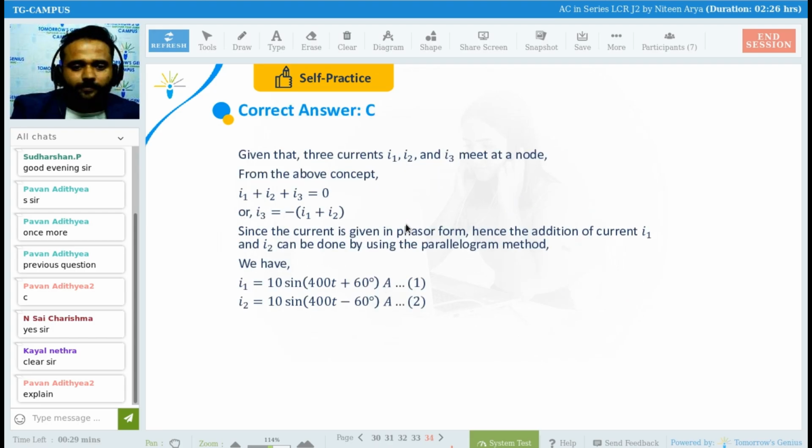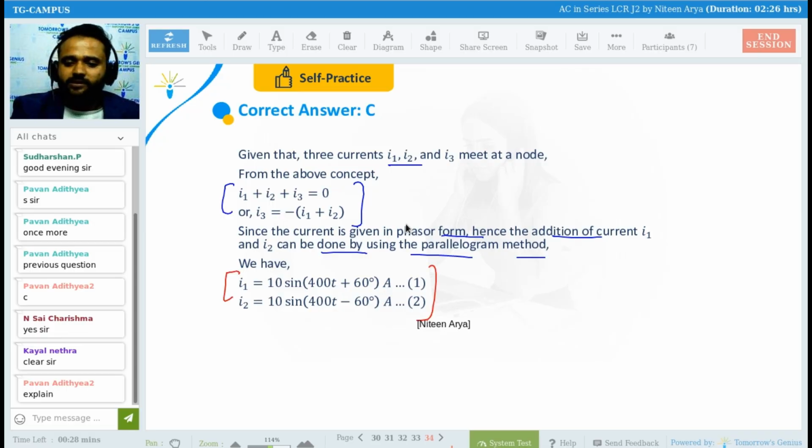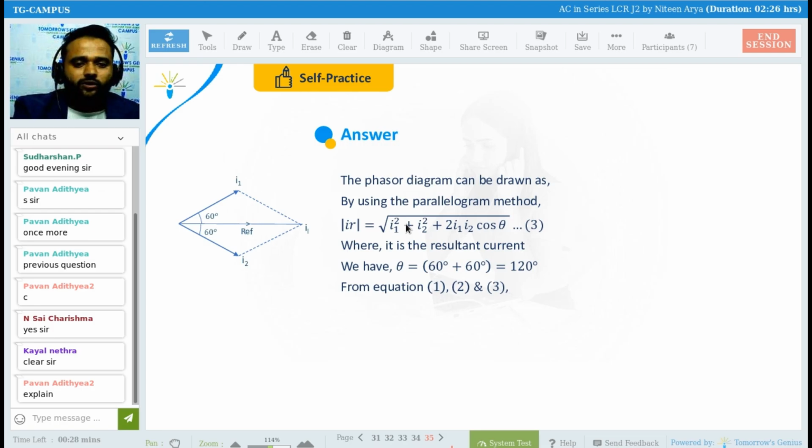Let's see. There is a given that the currents I1, I2, and I3 meet at a node, so from the above concept we can find this. I already explained this. Since the current is given in phasor form, the addition of currents I1 and I2 can be done by using the parallelogram method. So what is the parallelogram method? You are going to find it on the next page. Don't worry about it. I1 is this, I2 is this. It is a given thing.